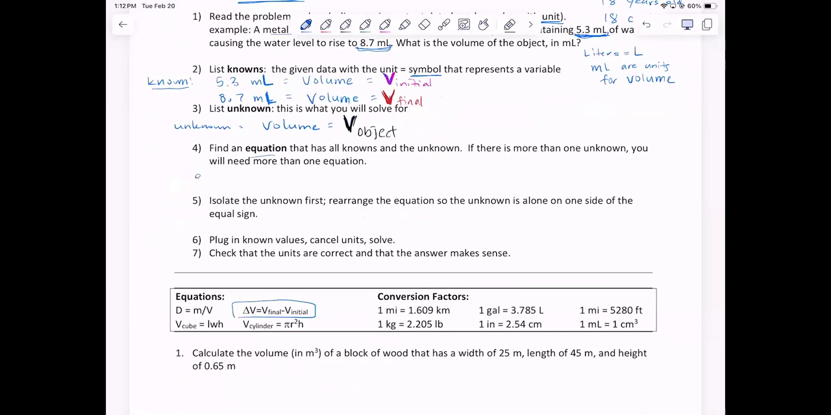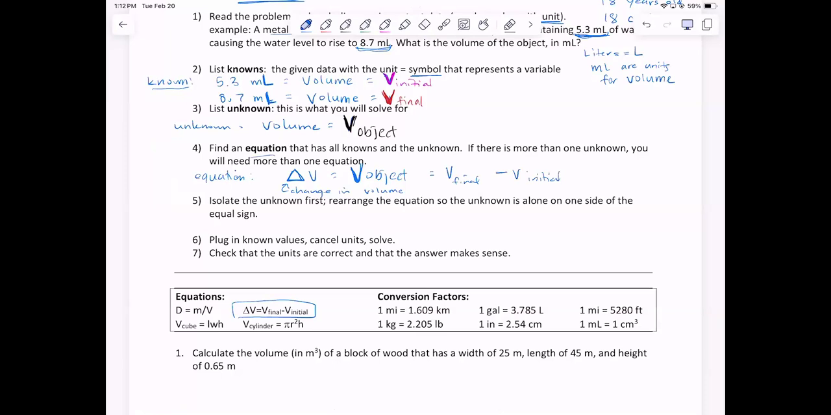Let's copy this equation. The equation I found that has three V's in it is delta V, which is the volume of an object. And this delta means the change in. So that's the change in V, or the change in volume, is equal to the volume of the object, which is V final minus V initial. I just copied that exact equation. Now you might be thinking, well, I could have just done this in my head. But again, the purpose is to show your work.